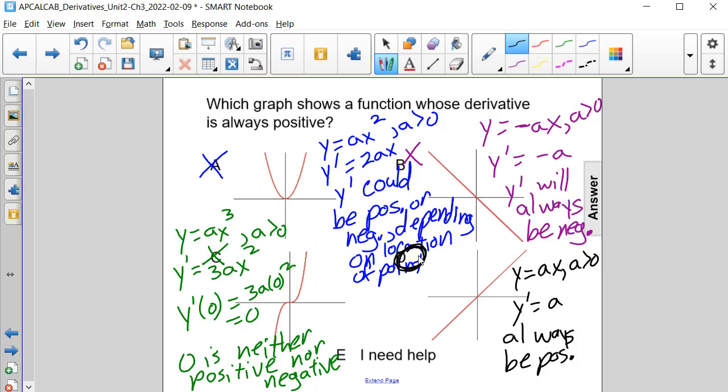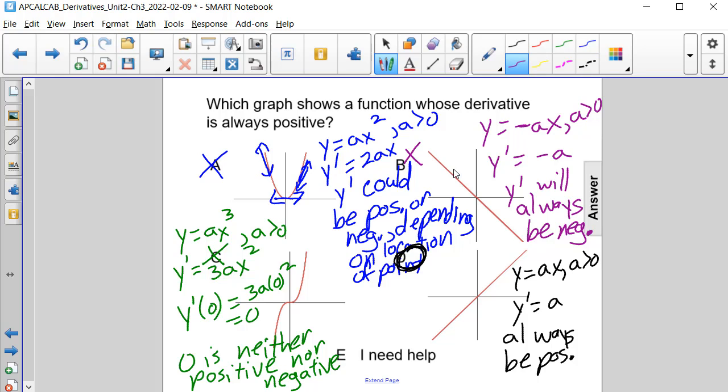You could also approach this graphically. The derivative tells us the slope of the tangent lines. So in part A, I can have a tangent line that's negative. I can have a tangent line that's 0. I can have a tangent line that's positive here. So that's another way to prove that A is not correct.